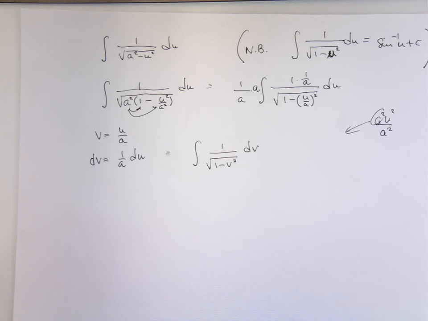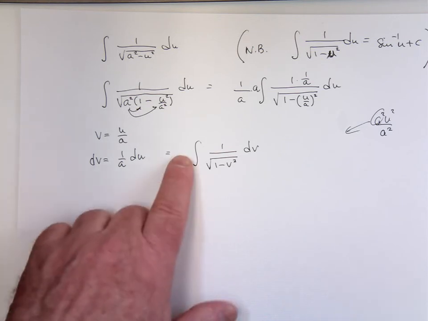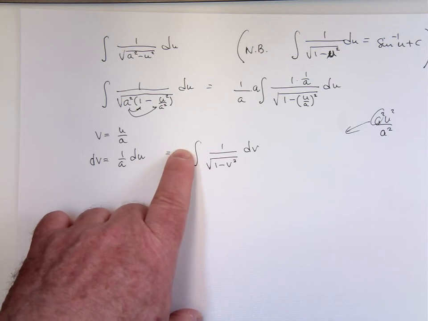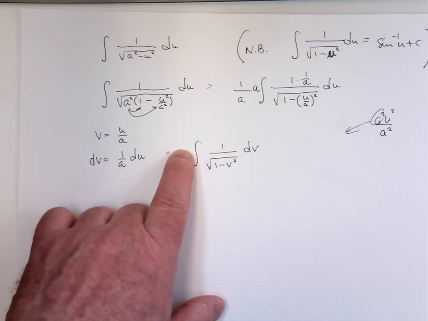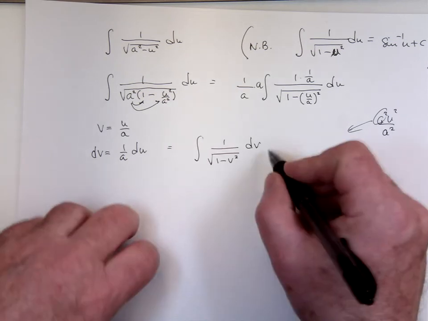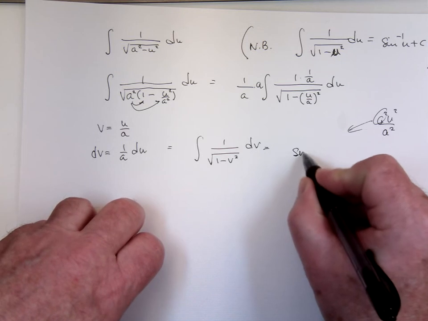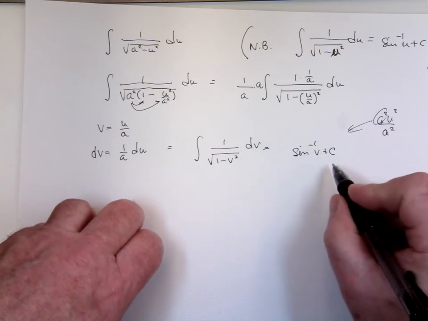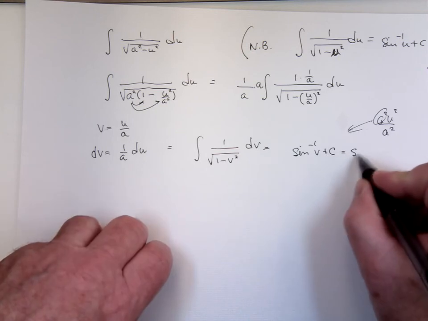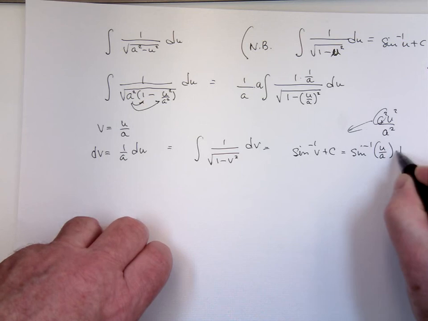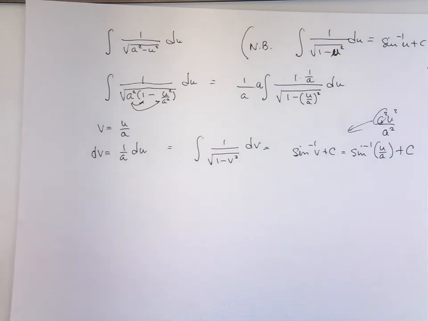Please note, in the inverse sine form, the a's just cancel out. In the tangent, there's 1 over a still left there because it comes out as an a squared, not as an a. Okay? So, what's the integral? This is inverse sine v. But what's v equal to? U over a. And there we go. That's my generalization of the inverse sine.